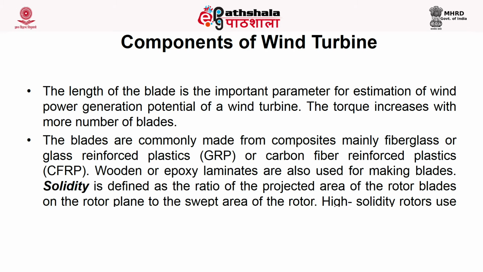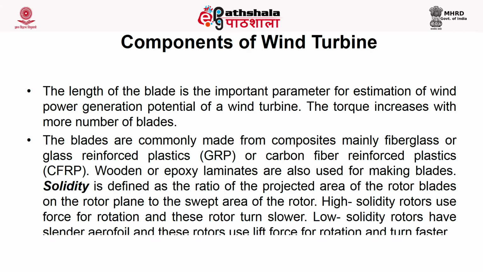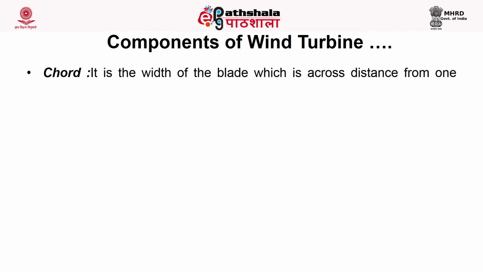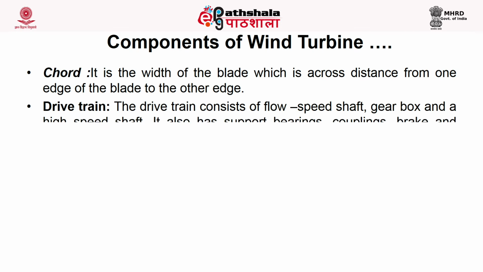One parameter associated with wind turbine is the solidity. It is defined as the ratio of the projected area of the rotor blades on the rotor plane to the swept area of the rotor. So, the solidity depends upon the blades. High solidity rotors use drag force for rotation and these rotors turn slower, while low solidity rotors have slender aerofoils and these rotors use lift force for the rotation and turn faster. Chord: it is the width of the blade, the distance from one edge of the blade to the other edge.